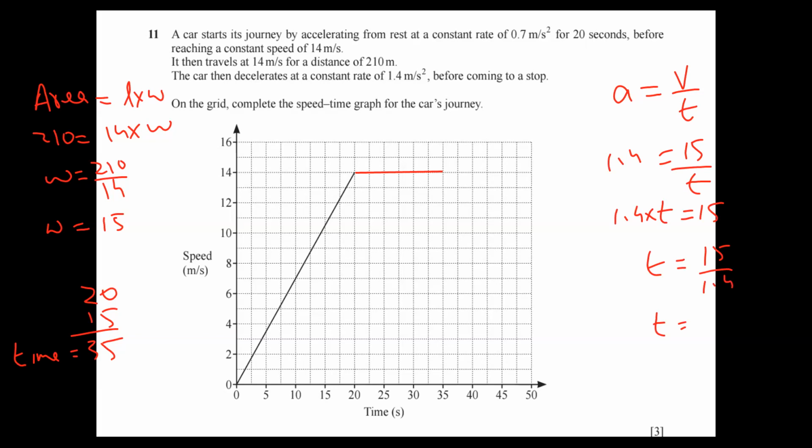The problem is that the answer is coming in decimals, because this is not 15, it's 14. This is one mistake I have done, which is why the answer comes as a very awkward number. So 14 divided by 1.4, I get 10 seconds. So after 35, we add 10, and I get 45. The time becomes 10 plus 35, which is 45 seconds. So the ending time is 45.